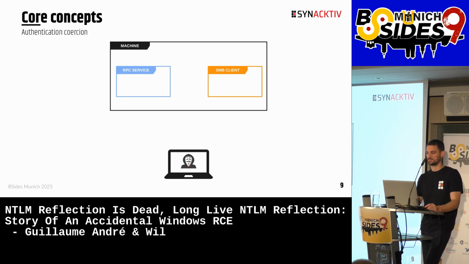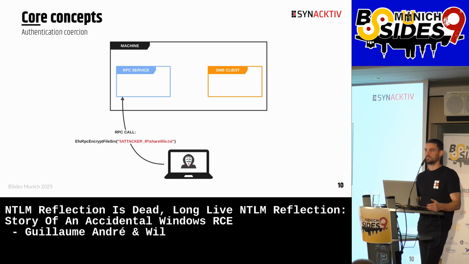So we can illustrate that. On the top we have our target machine, and on the bottom we have the attacker laptop. So first we perform that RPC call. There are a few functions that allow us to perform the coercion. One of the most well-known is EFSRPC EncryptFileSrv. But what is important here is to notice there's a UNC path convention which points to a remote location, here the attacker IP. The RPC service on the machine will then talk to the SMB client, saying that, okay, you need to access this specific remote file.